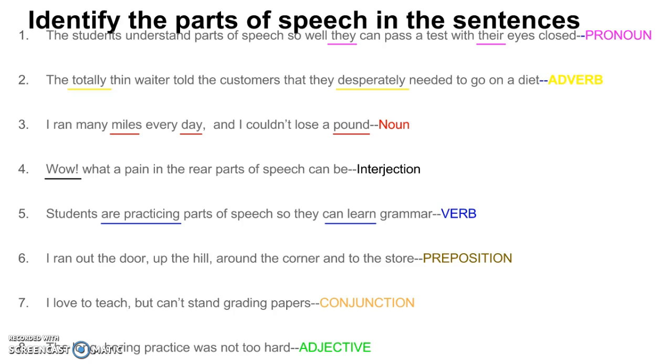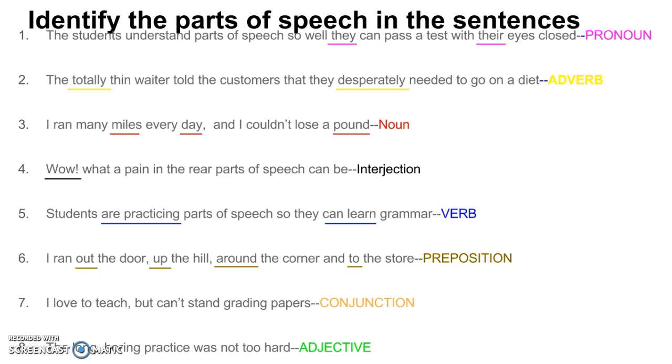So we have to remember that are and practicing are both considered verbs, as are is a state of being and often considered a linking verb. And the can in can learn is often considered the helping verb. Let's see if you can identify the prepositions in sentence 6.